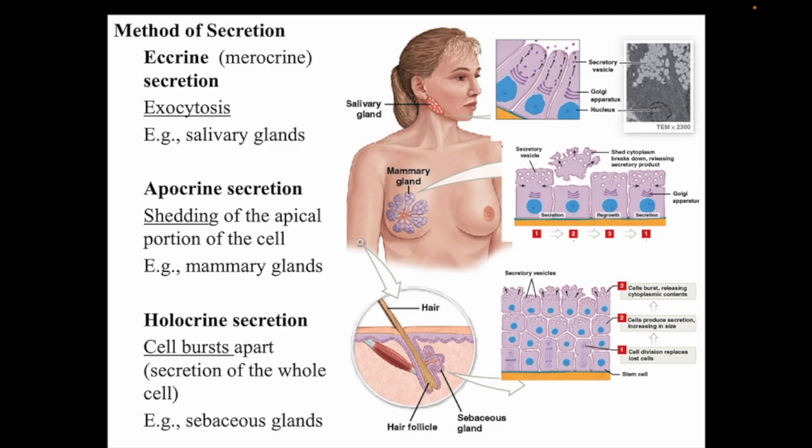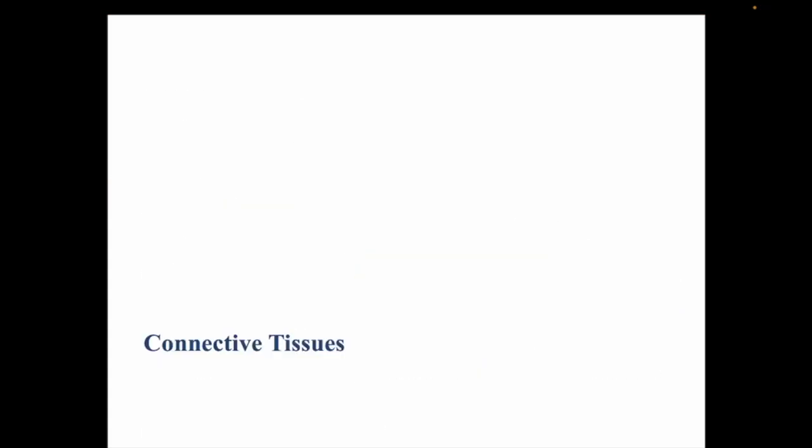This is a slide that may seem very trivial, but it is a slide with a lot of information, which is the type of secretion. This is high yield, particularly for future courses. So how do I secrete? Do I secrete by releasing vesicles, which is the eccrine or merocrine? Do I secrete by shedding the upper portion, or do I secrete by bursting the entire cell, the holocrine?